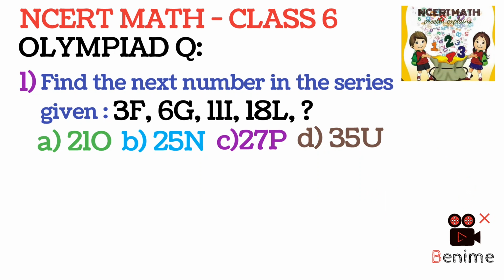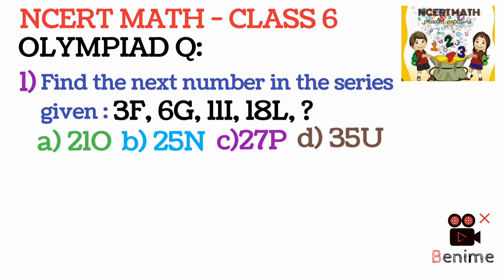The solution: 3f, 6g, 11i, 18l. The difference between f and g is 1. The difference between g and i is 2. The difference between i and l is 3. So the next should have a difference of 4. So it is automatically 27p. Can you understand? It means A, B, C, D, E, F. After F, it comes G. So it has a difference of 1. Okay?